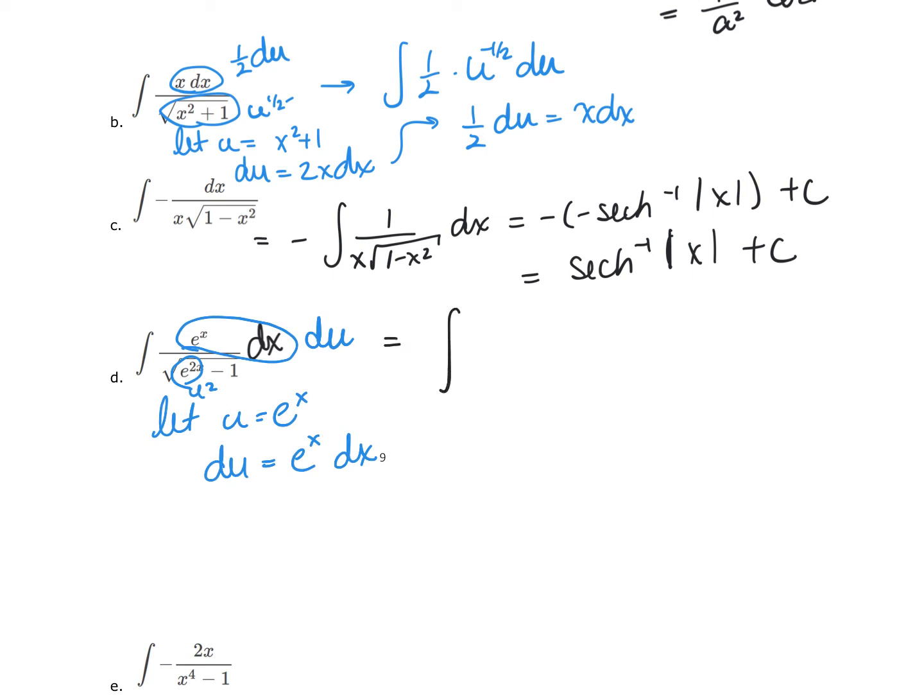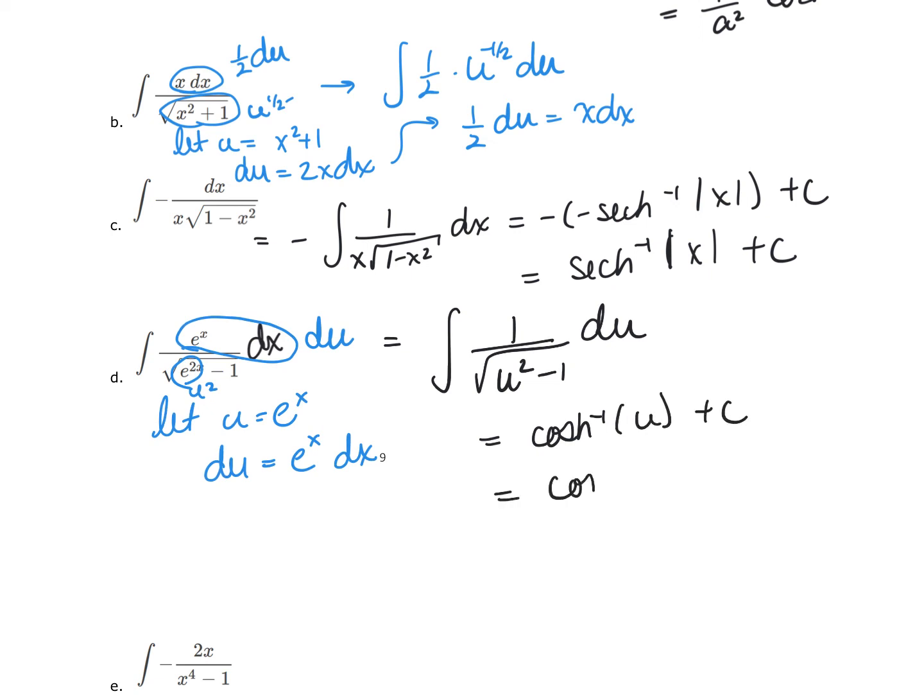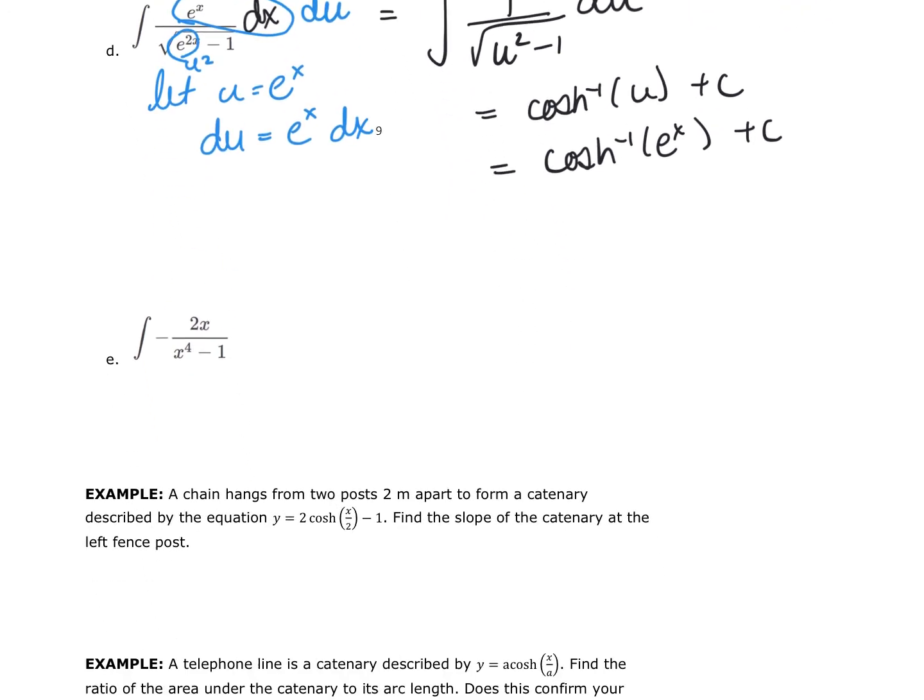So then this becomes the integration of 1 over the square root of u squared minus 1 du. Now I look at my derivatives, and I look for the one that has a derivative that matches that, and that one happens to be the inverse hyperbolic cosine. So this is the inverse hyperbolic cosine of u plus c. Now I back substitute, so I have the inverse hyperbolic cosine of e to the x plus c, and that's my final answer.